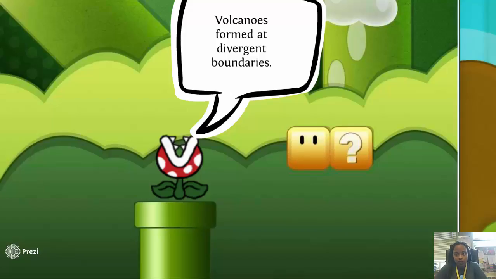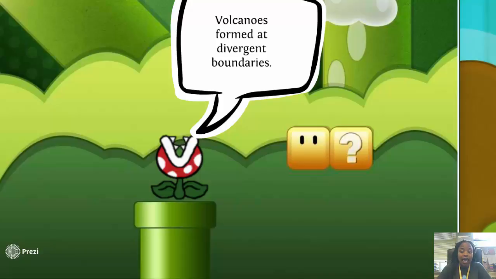So let's review really quickly. Our first boundary was called a convergent boundary. Remember, convergent boundaries happen when two plates push against each other and a mountain is formed. Our second type of boundary was a divergent boundary. A divergent boundary occurs when two plates pull apart and then a volcano is formed.